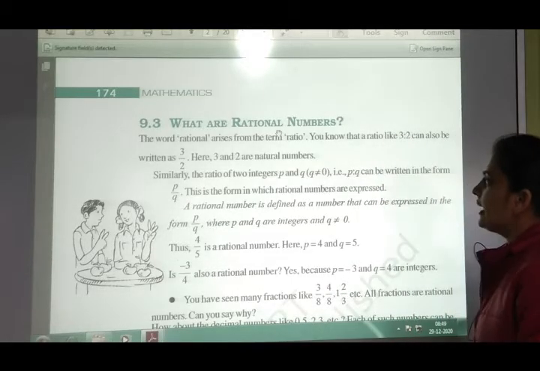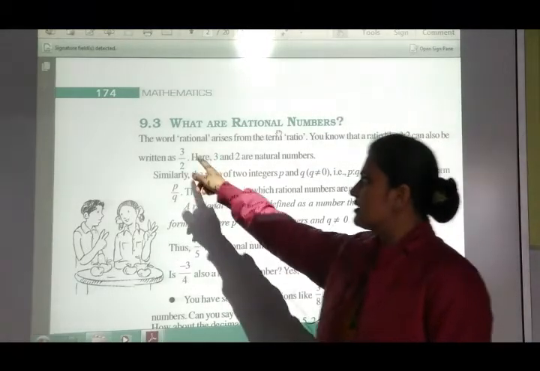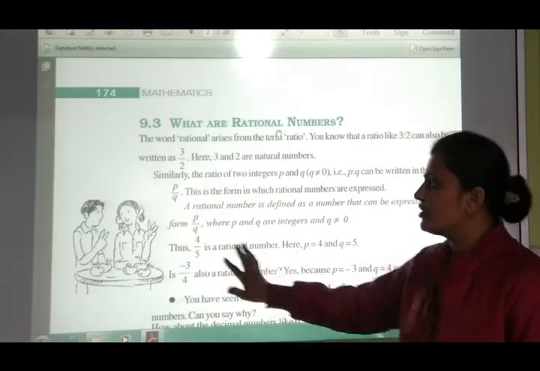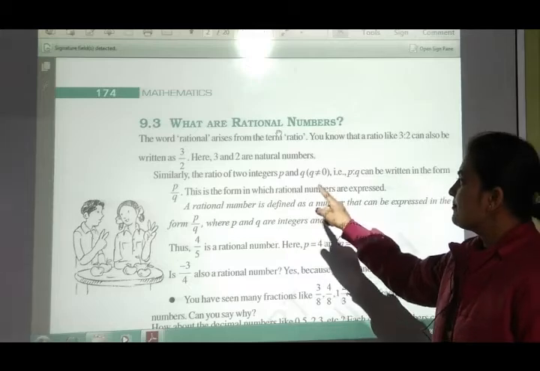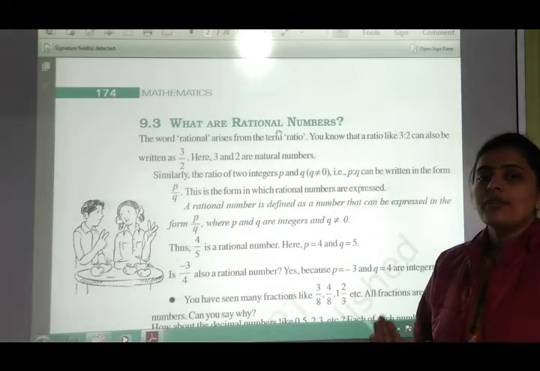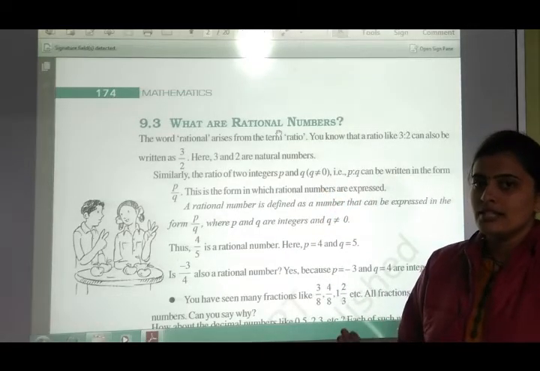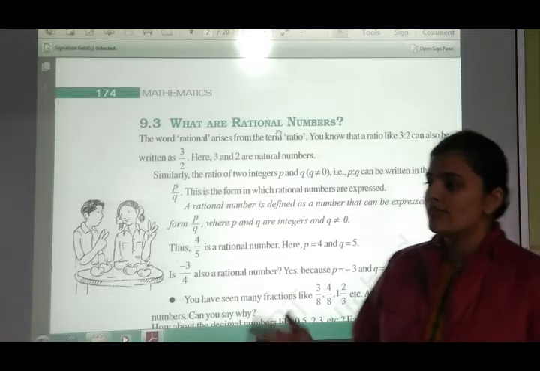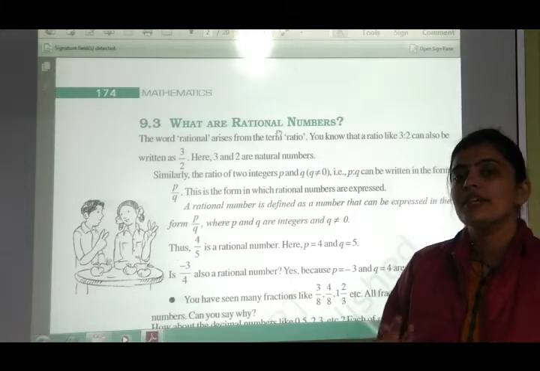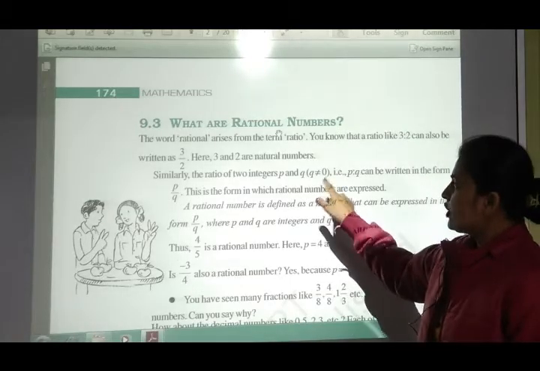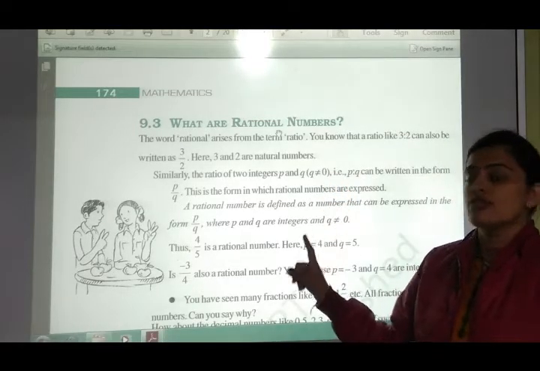Here 3 and 2 are natural numbers. You can see 3 is also a natural number, 2 is also a natural number. Similarly, the ratio of two integers p and q. P and q are what? Rational numbers. Any number we are not taking, but for a standard or general form we are taking them as p or q, where q should not be equal to 0.